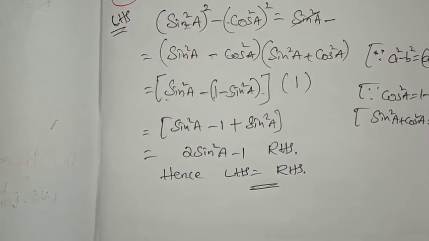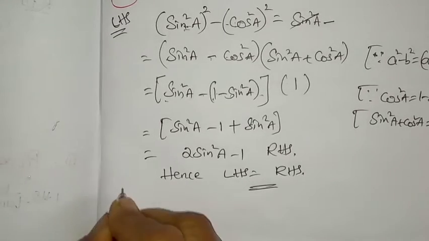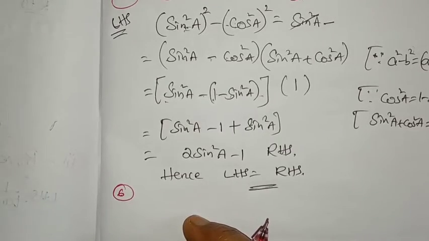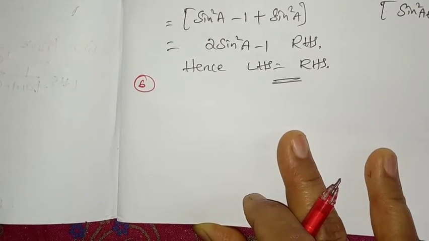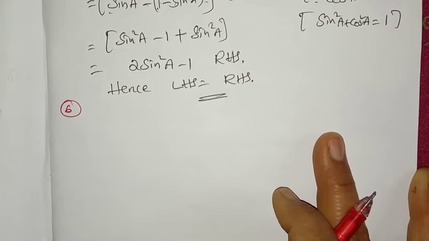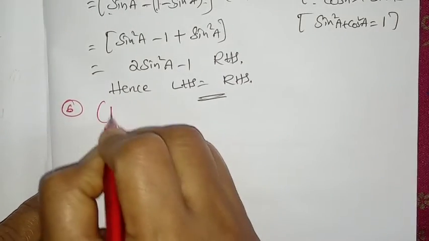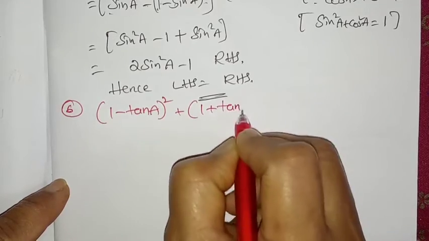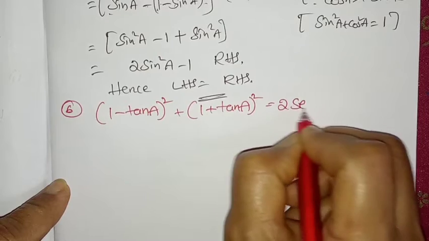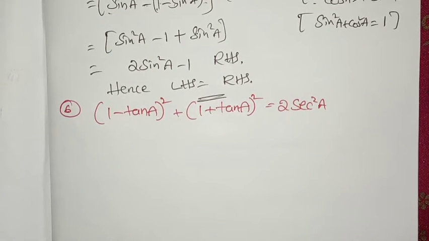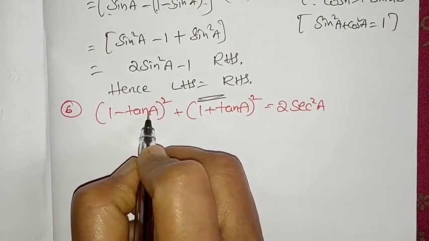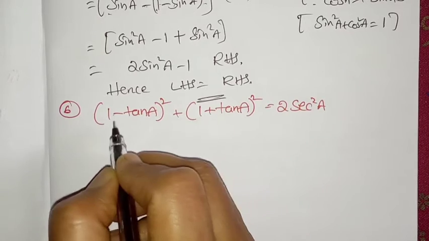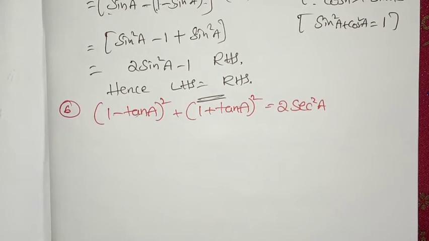Next question, question number 6. What is question number 6? (1 - tan a)^2 + (1 + tan a)^2 = 2 sec^2 a. Children, the tan value we can expand directly, as (a - b) whole square and (a + b) whole square, or else you can define tan a as sin a by cos a. In any method we can expand it.